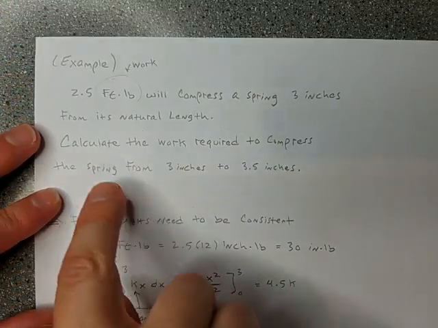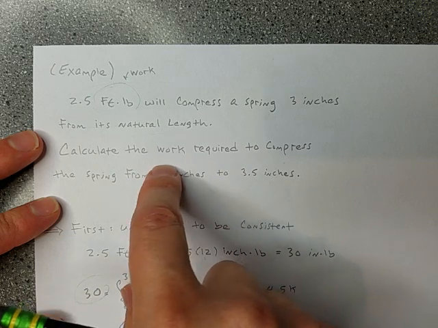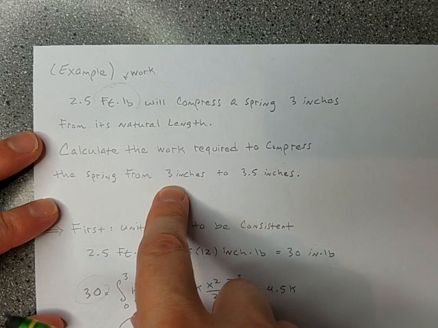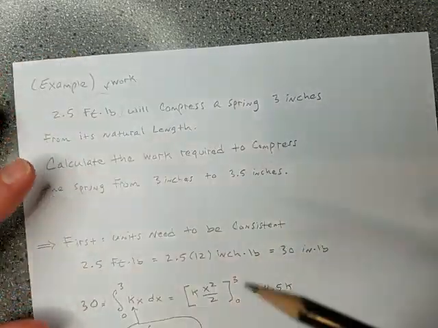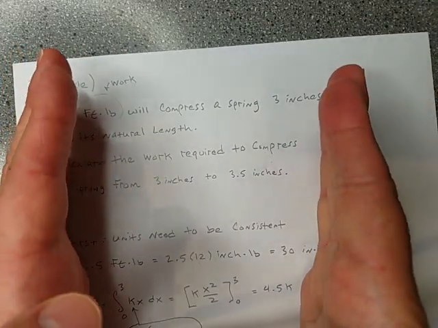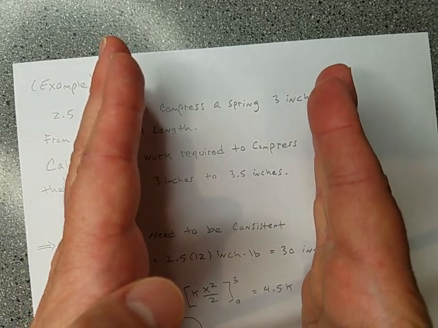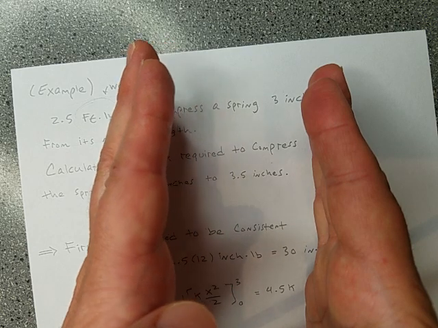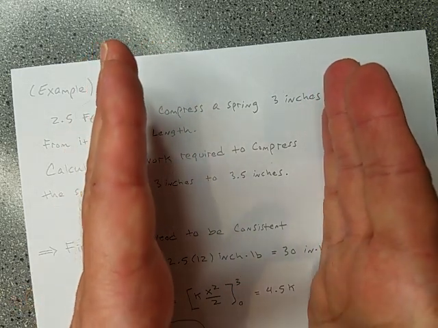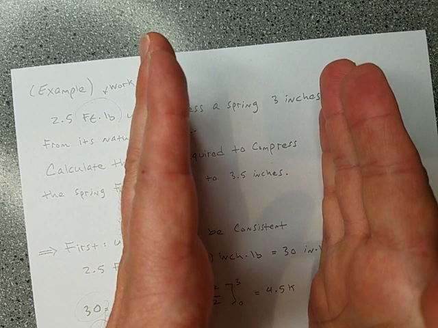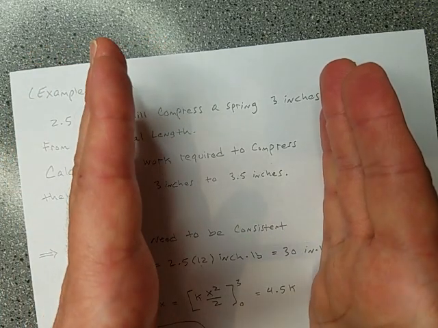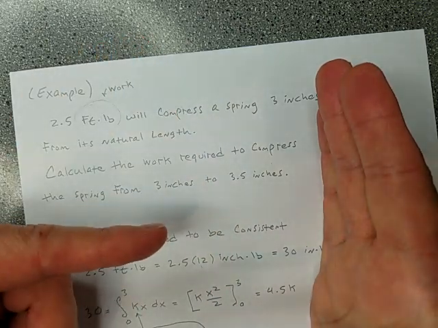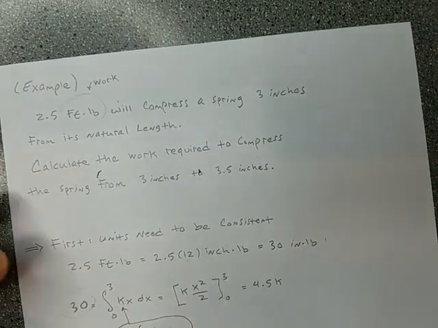Now, that second part of the problem was to calculate the work required to compress the spring from 3 inches compressed. So it's like, I've got this natural length, and say I've got it compressed to 3, and then I want to compress it from 3 to 3.5. So how much work is required to compress it that extra half of an inch? I'm holding it at 3, and I want to compress it another half inch. That's what it's asking us.